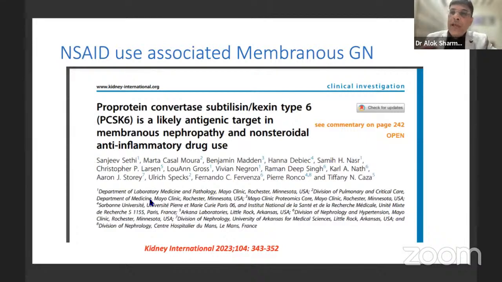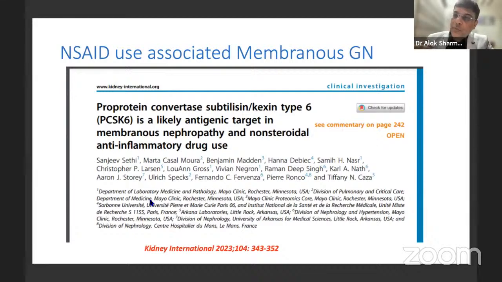And there was an enigma around membranous GN with NSAID use. So it was kind of anecdotal a lot of times. You have cases of membranous GN, you take a history, the patient has been taking NSAIDs for a long time. So now we have actually described and discovered an antigen called proprotein convertase subtilisin/kexin type 6, it's a long name, but we can call it PCSK6. And this is a target antigen in NSAID associated membranous GN.